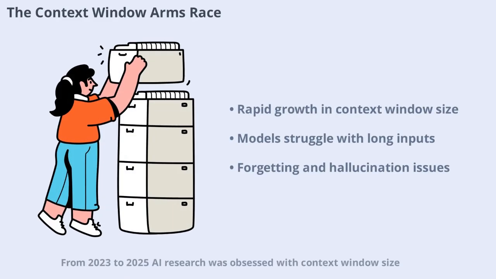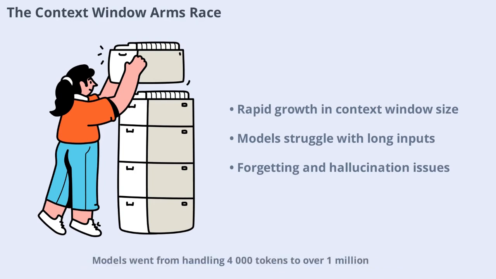From 2023 to 2025, AI research was obsessed with context window size. Models went from handling 4,000 tokens to over 1 million, with some even claiming 10 million. The idea was simple: feed the model as much information as possible, entire code bases, books, or chat histories, so it could remember everything. But in practice, this approach hit a wall.